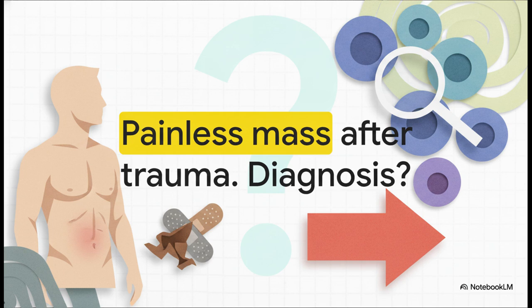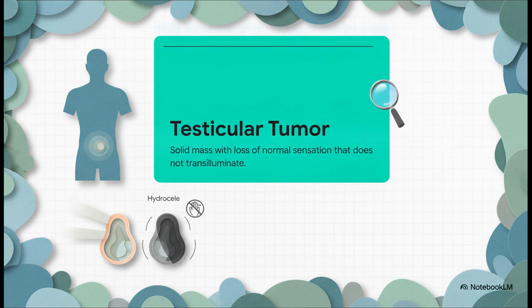Well, you might be wondering if the trauma actually caused it. Actually, no. Minor trauma is a classic red herring. It usually just causes local inflammation or prompts a self-exam, which is when the patient finally notices the lump. The correct diagnosis is a testicular tumor, and the really critical exam pearl to remember here is about transillumination.